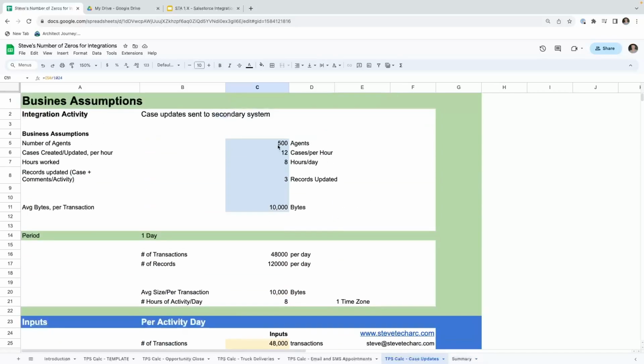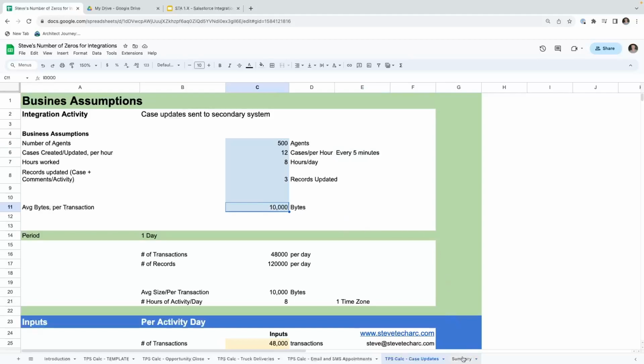Again, if you're not sure of a number, go by the number of zeros. In this particular case, they knew 500 agents. This is just every 5 minutes. And just how many hours a day. And if you can't be sure about the bytes, take a stab by the number of zeros, 10,000 bytes or a couple megs.